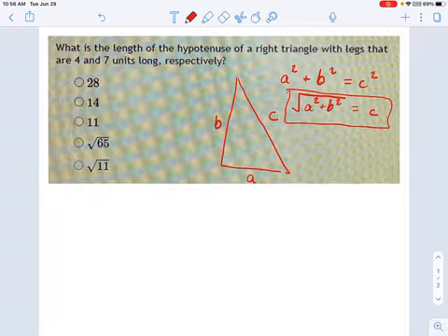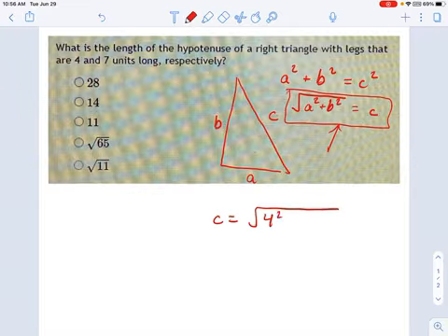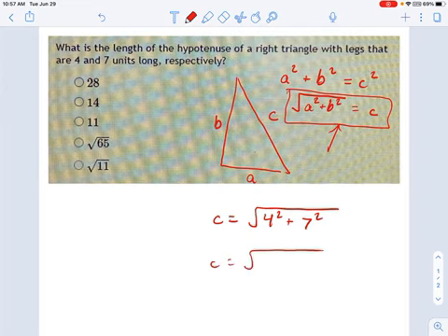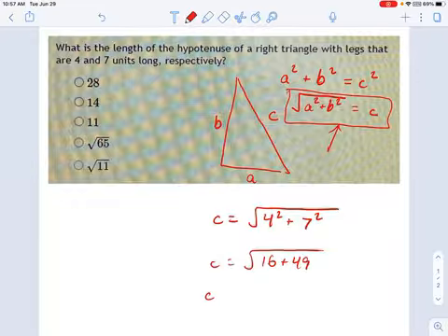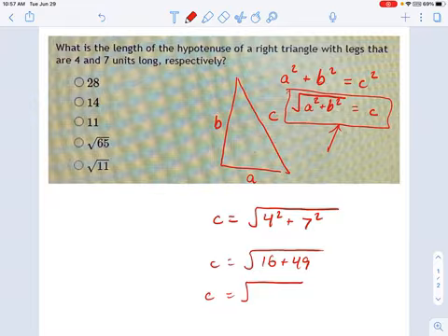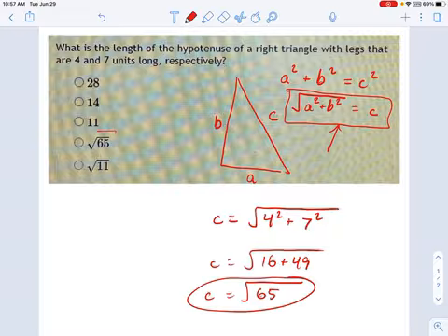And now if we just take the lengths of the legs that we know, 4 and 7, and we plug those into this formula right here, we can figure out what C is. C equals the square root of 4 squared plus 7 squared. Or in other words, that's going to be the square root of 16 plus 49. In other words, that is the square root of, I've got to think here, what is that, 65? Square root of 65. Okay, and that is our answer.